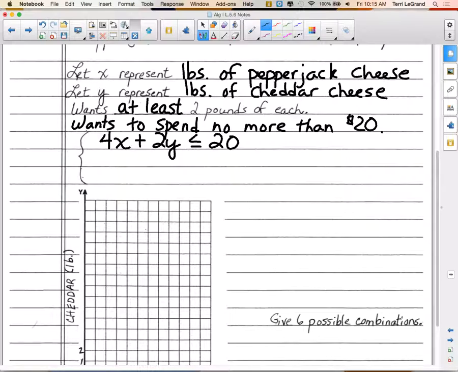Okay? Let me give you a little hint. There's actually 2 more inequalities we need to set up. Wants to have at least 2 pounds of each. It doesn't say a total of so many pounds. It says at least 2 pounds of each. Anybody think they know what we could do? Pounds of pepper jack, at least 2 pounds. Pounds of cheddar, at least 2 pounds.